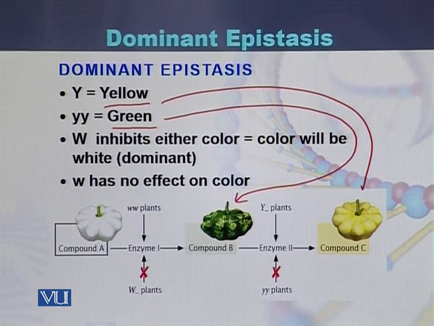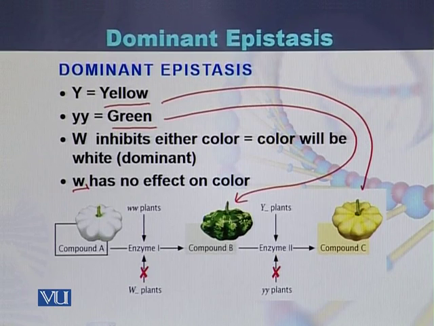While there is another gene that can inhibit either color. If that gene is present in the dominant form, it can inhibit the green color as well as the yellow color. While if the gene is in recessive form, w in case of recessive, then this gene does not have any effect on the color of the summer squash. Because this is an example of dominant epistasis.